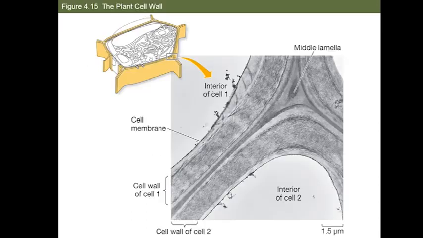So here you have the cell membrane, and then you have the cell wall here. Here's another cell wall and another cell membrane, and here's another cell wall and another cell membrane. Then here's the middle lamella where they don't quite come together.